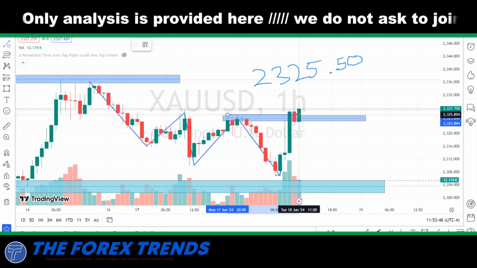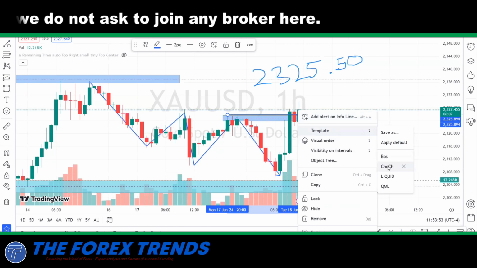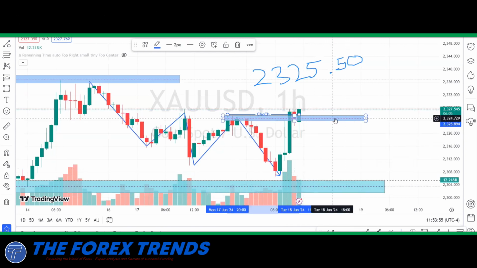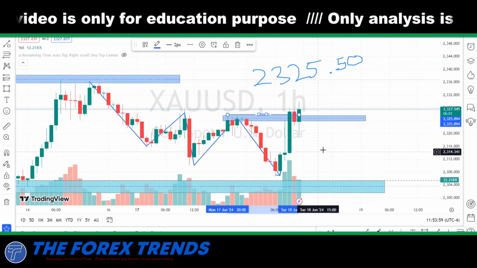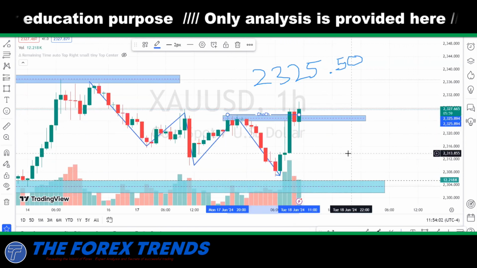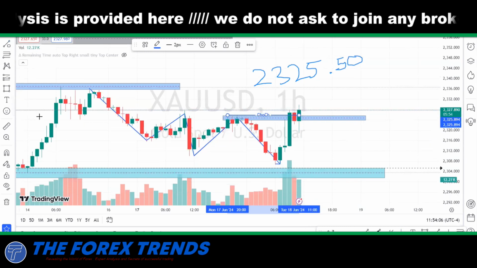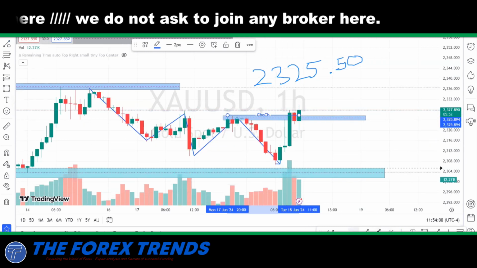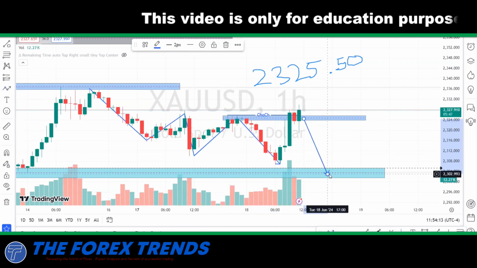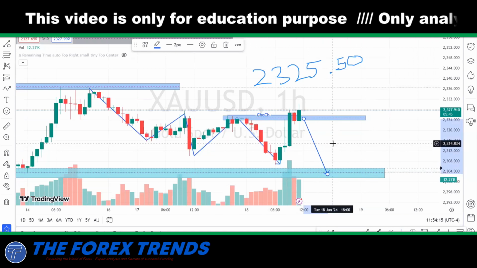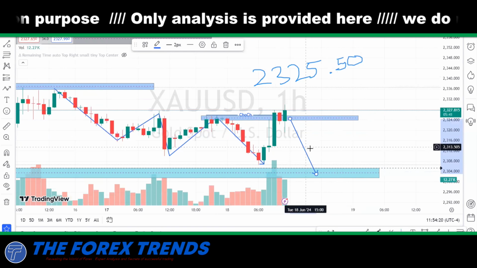So this will be our change of character if the market is able to close two candles above this price. If the market fails to close above this price and comes down again, we may initiate a sell again from this position up to this level. So this is our first trade setup for today and tomorrow.